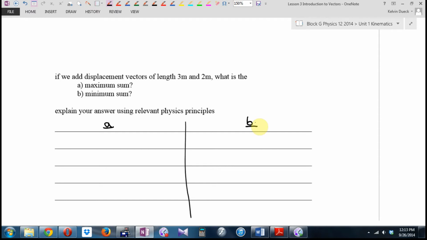But 3 plus 2 can also be 1. Convince me. You gave me a scalar answer. Convince me. Can you give me the same thing that you said, but can you add some directions, please? In other words, don't say 3 plus 2. Say 3 something plus 2 something equals 5.